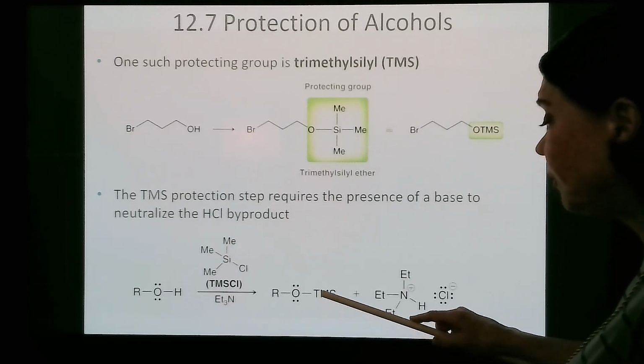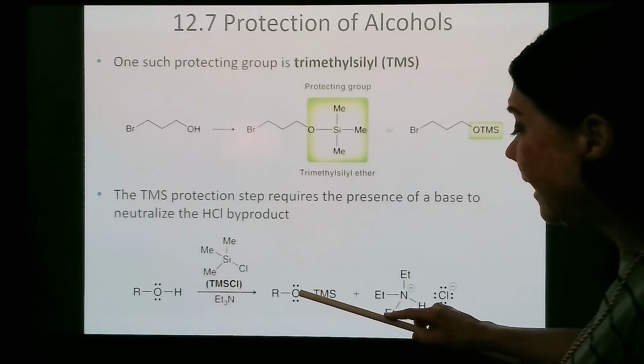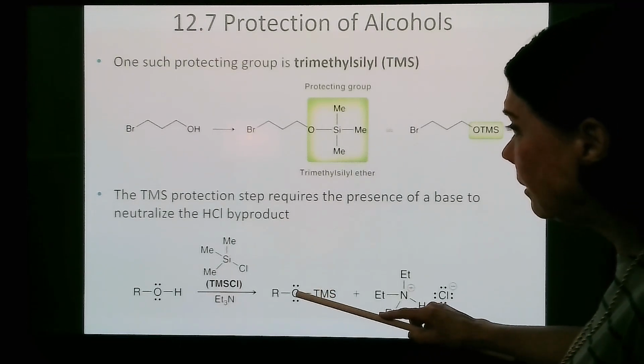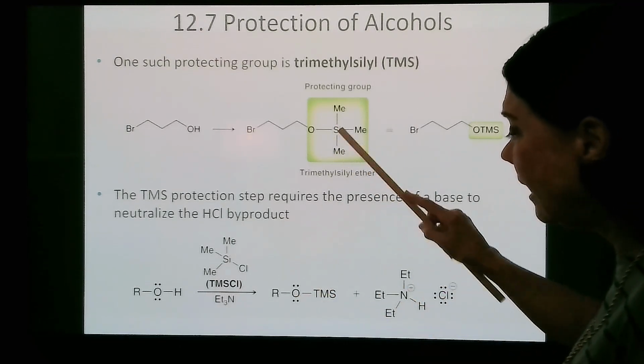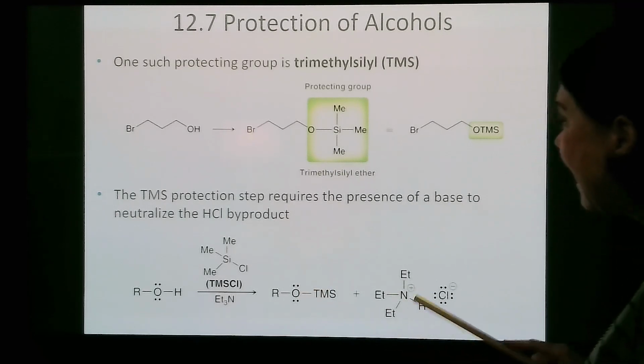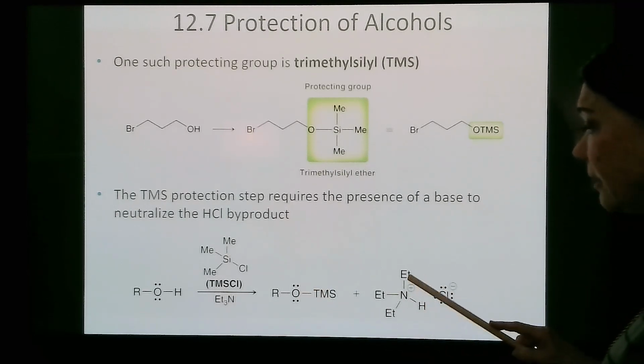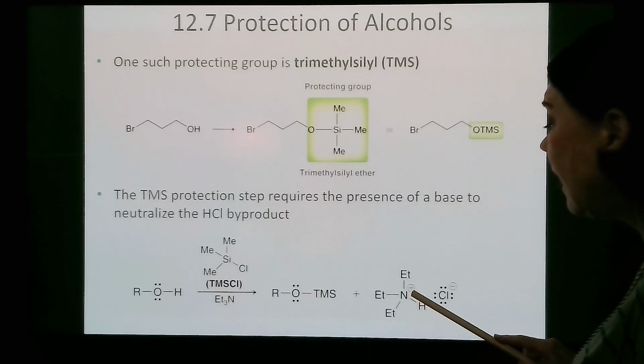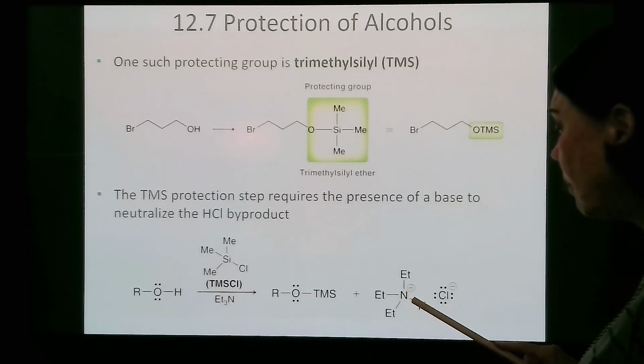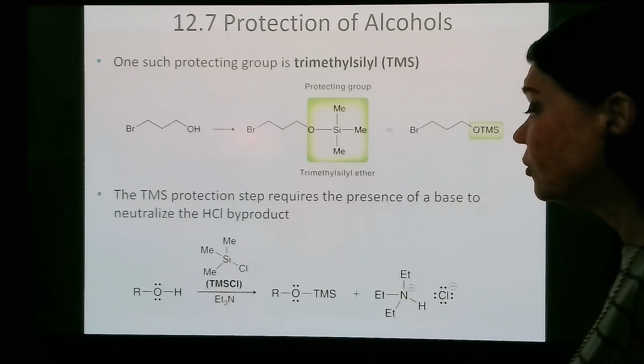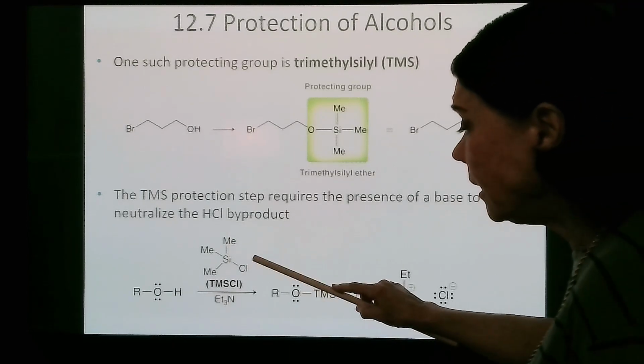So let's continue, and then we're going to look at this. Now, you have your trimethylsilyl on here. You've generated your O-Si bond right here. And the counter ion is the triethyl ammonium chloride. So you've lost chloride here.